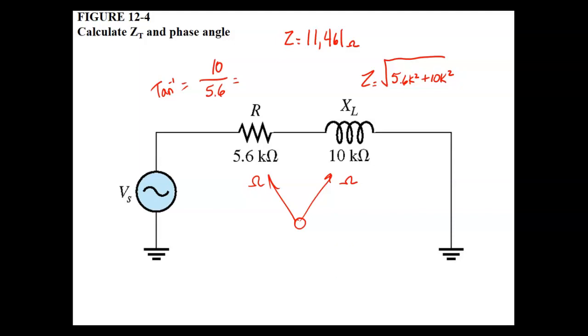On parallel, current and opposition are inversely proportional, so it is backwards on a parallel circuit. So what did we get? 61 degrees rounded.